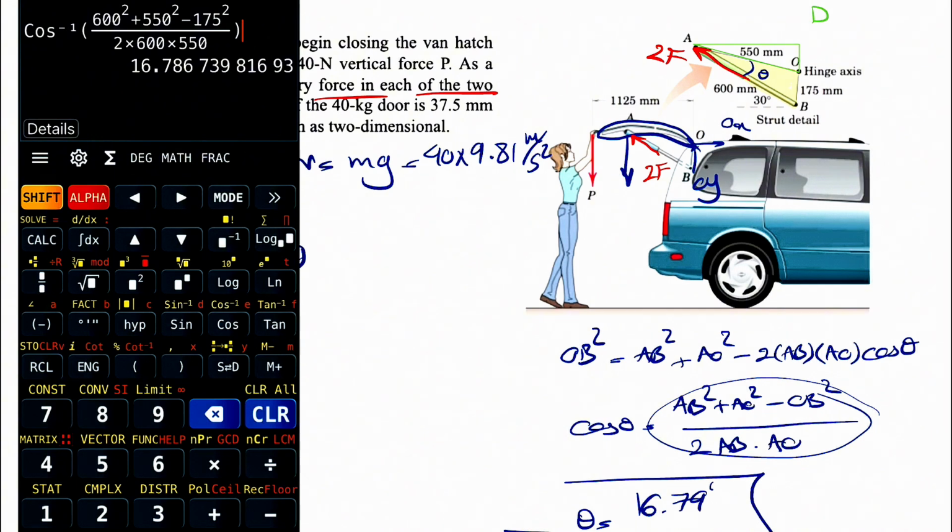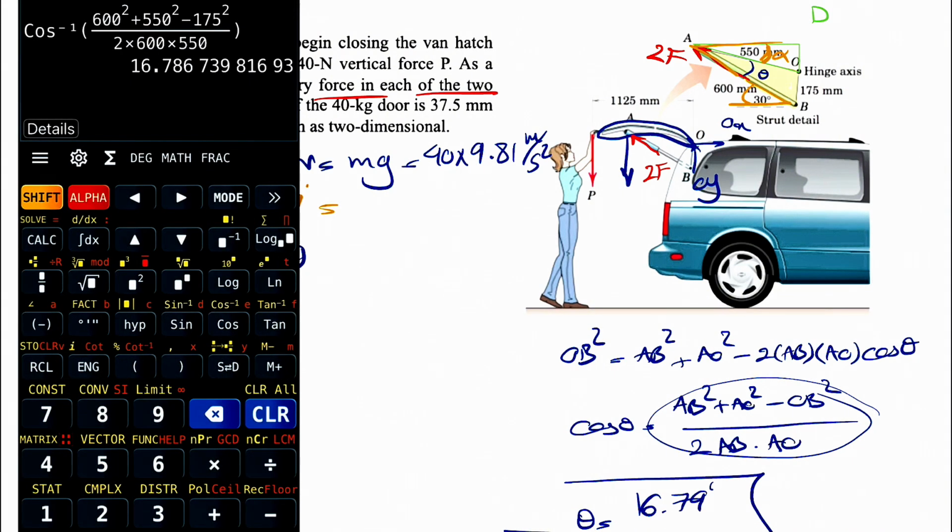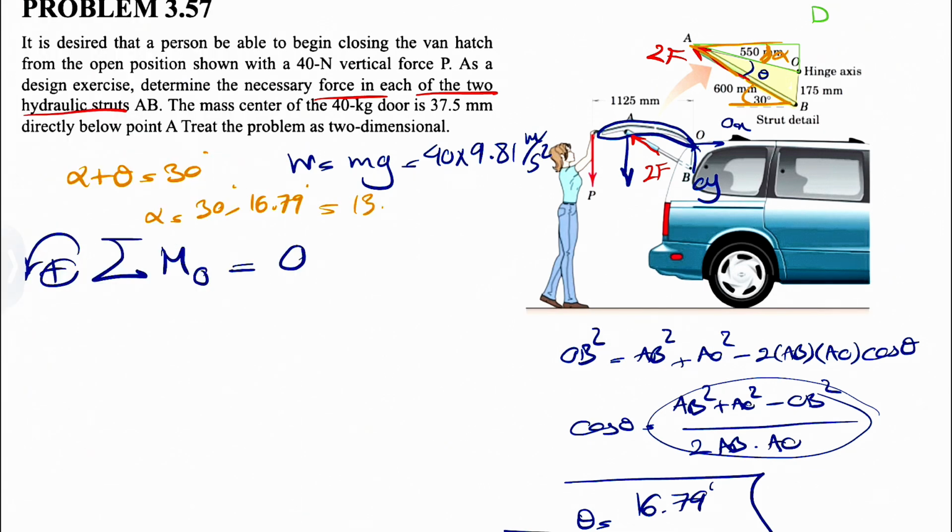So our angle theta would be 16.79 degrees. And we know that this angle right here is 30 degrees, which means this whole angle is 30. So if we call this angle here alpha, we know alpha plus theta is 30 degrees. So alpha would be 30 minus 16.79, which is going to give us 13.21. So now that we have alpha, finding the moment is pretty easy.